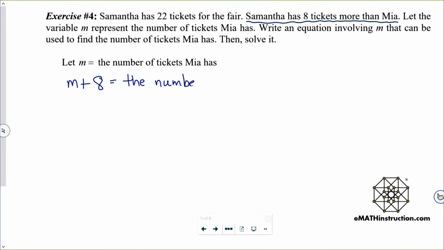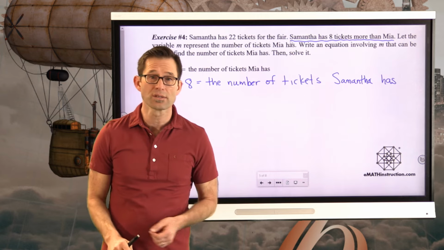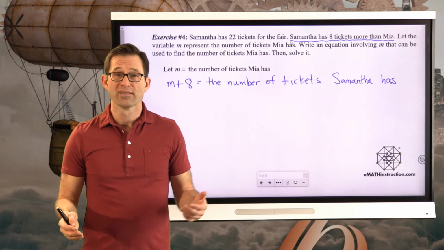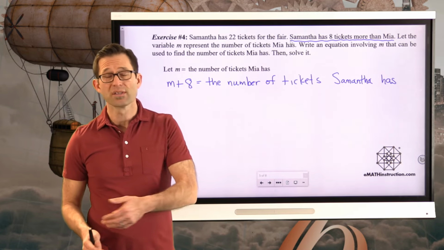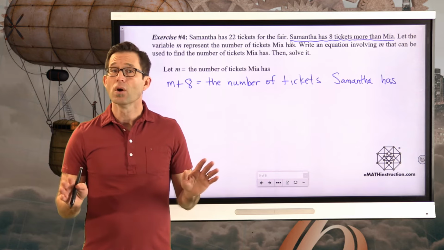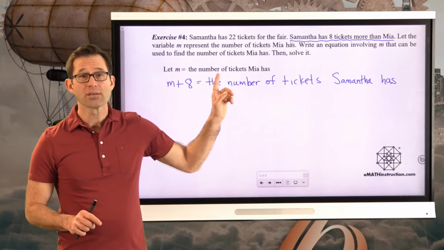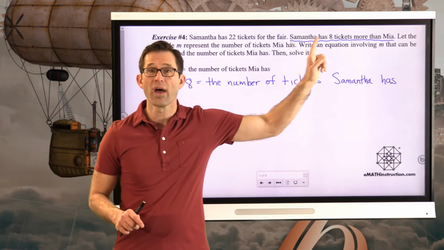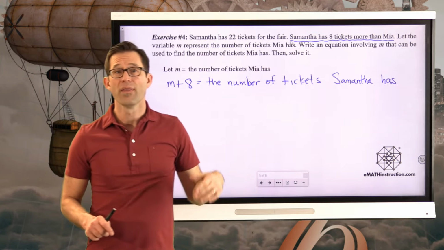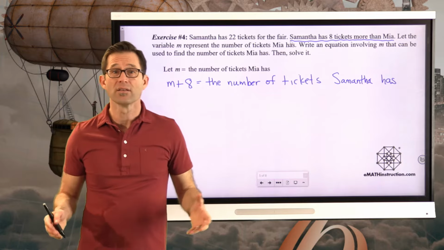the number of tickets Samantha has, right? I mean, again, if Mia has 2 tickets and Samantha has 8 more, then Samantha will have 2 plus 8, or 10 tickets, right? So that's simple enough. If m represents the number of tickets Mia has, and Samantha has 8 tickets more than Mia, then they must have m plus 8 tickets.